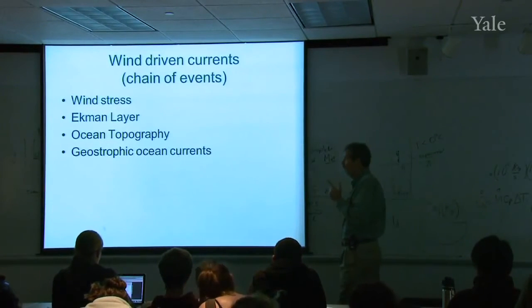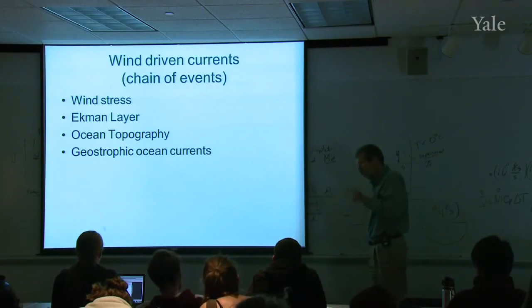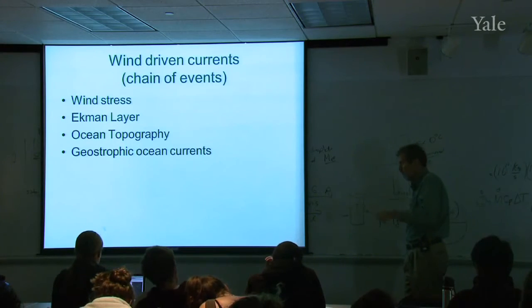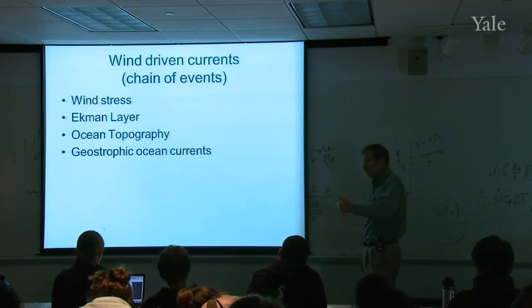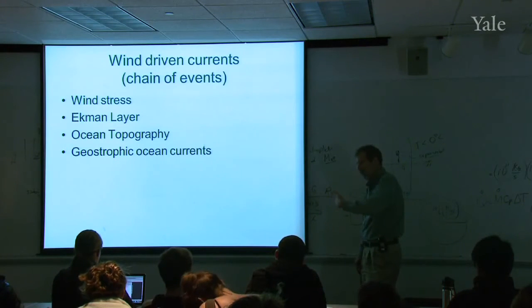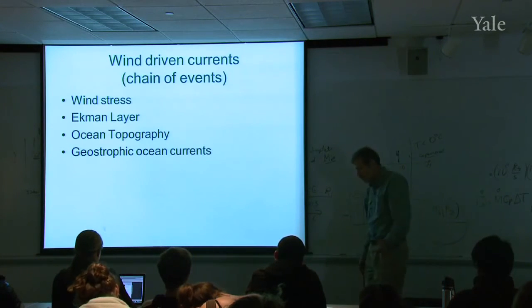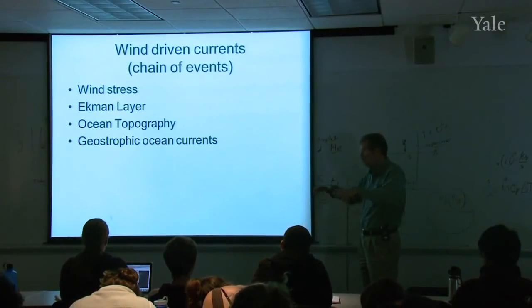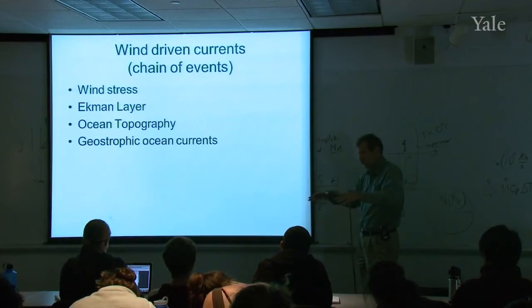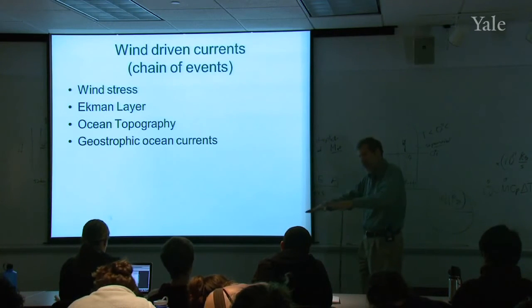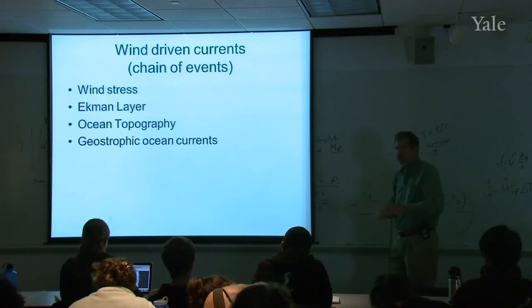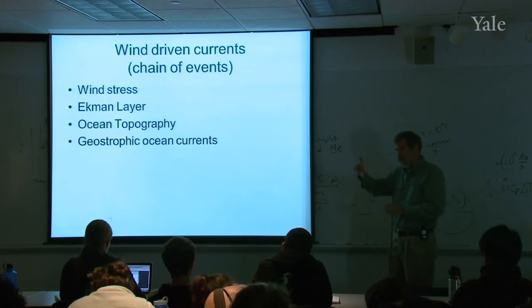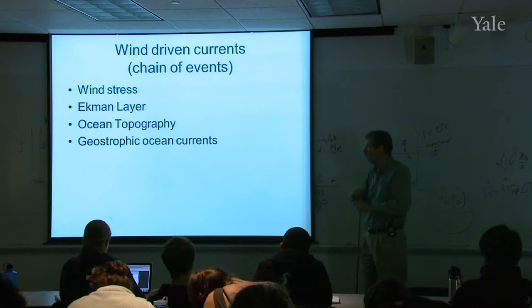And there are four bullets to this. The wind stress acts on the ocean as a frictional stress. That generates an Ekman layer, which moves water off at right angles to the wind stress. That Ekman layer flow then piles up water in certain parts of the world ocean, giving a little bit of elevation variation. We call that ocean topography. It's not large. It's only a few centimeters or tens of centimeters, but it's very important.